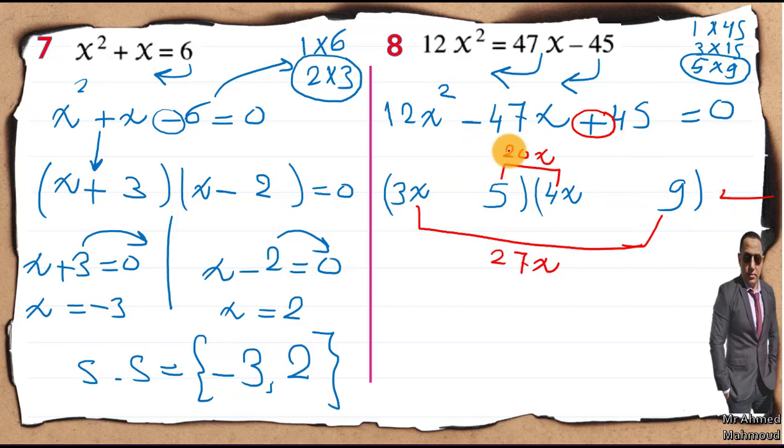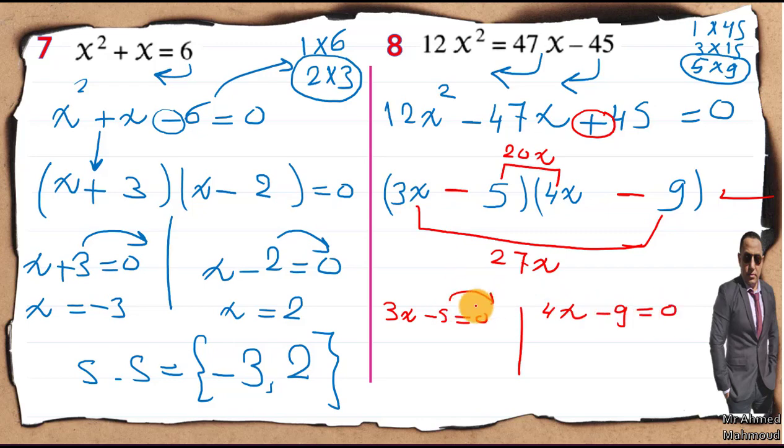Now, because the middle term is negative and the last term is positive, I'm going to write the negative sign in both brackets, negative here and negative here. Now I'm going to take the first bracket, 3x minus 5 equals 0, and 4x minus 9 equals 0.